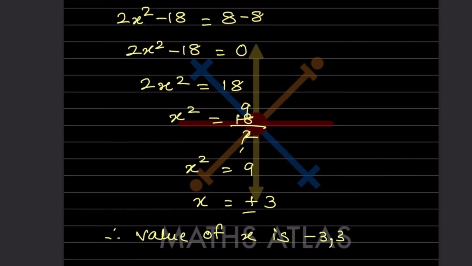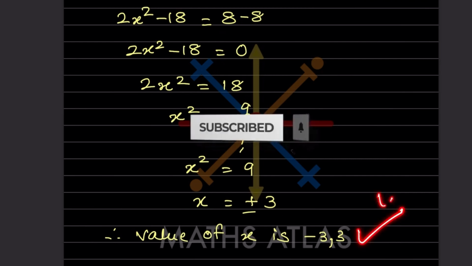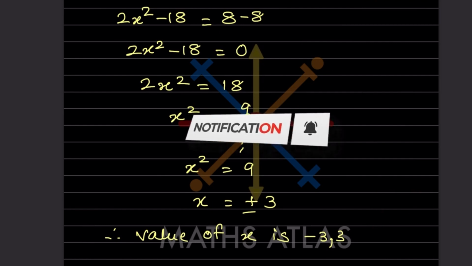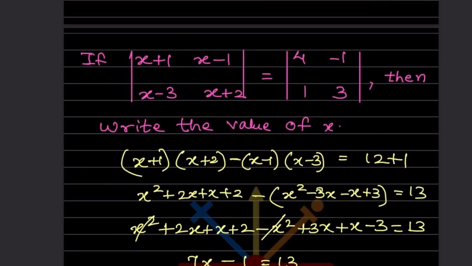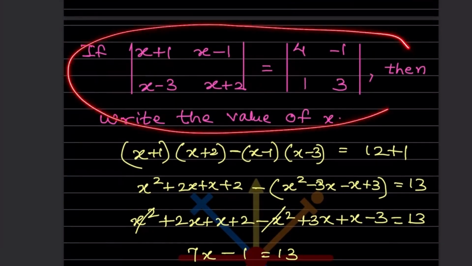So the value of x will be, because of squaring both sides, either plus or minus 3. So we have to write this step; there is a half mark for this step. So the value of x is minus 3 or 3. Now, look at this one.